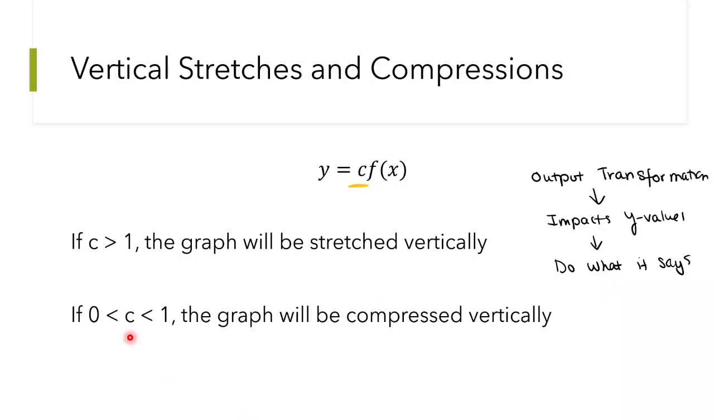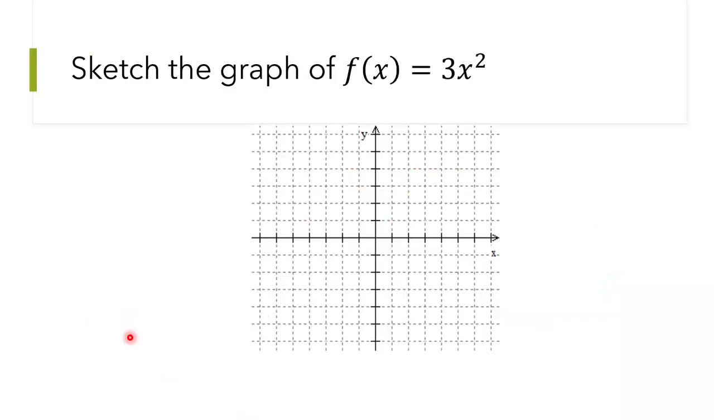So if that number is smaller than 1, we're going to multiply our y values by the number, but that's actually going to shrink it or compress it vertically. So again, we'll take a look at a couple examples.